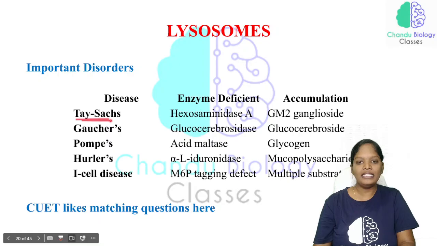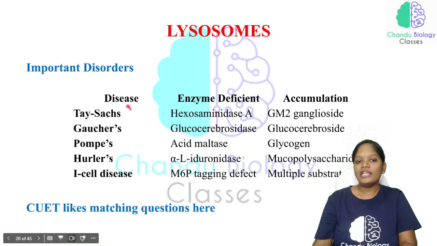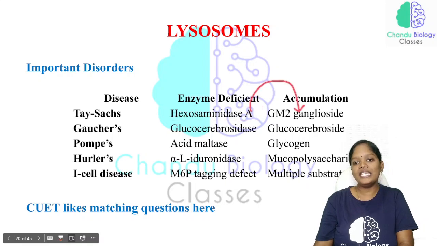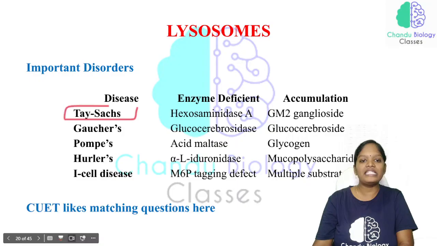Tay-Sachs disease. See, Tay-Sachs disease is related to an enzyme, which means related to the lysosome. Why? Because of the absence of an enzyme. Because of the absence of the hexosaminidase A enzyme, which is involved in digesting the GM2 ganglioside. As this enzyme is deficient, it results in GM2 ganglioside accumulation. So it results in Tay-Sachs disease.